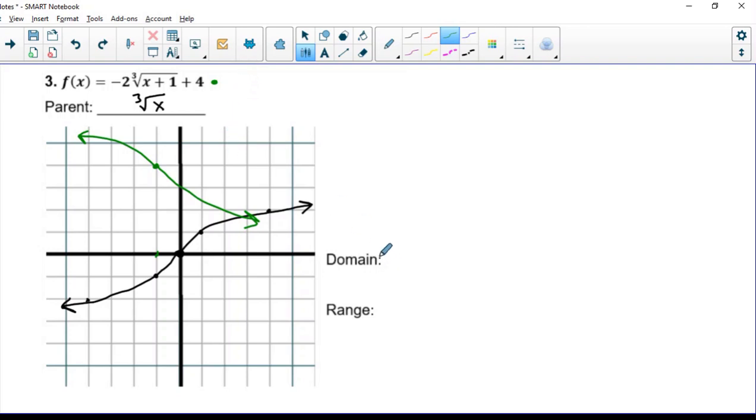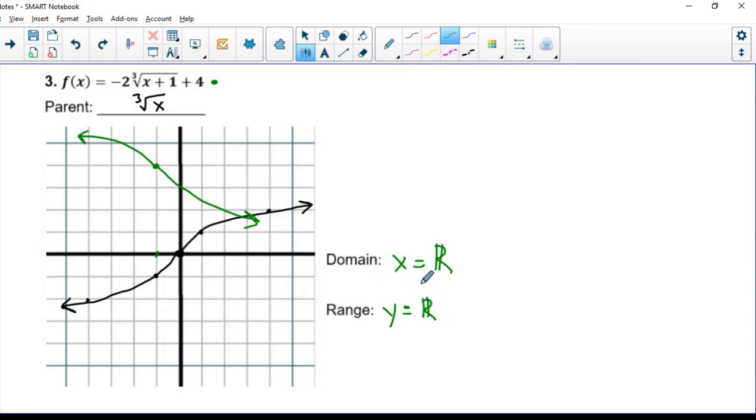Our domain here, again, all the x values, x goes all the way to the left, it goes all the way to the right. There's no gaps or restrictions or anything. So x is all real numbers. All right, and you could write out all real numbers, or we can use the symbol, which is just an R with a line through it. And same thing for range. There's no restrictions on the range. Y goes all the way up, it goes all the way down. It never stops. So y is also all real numbers.